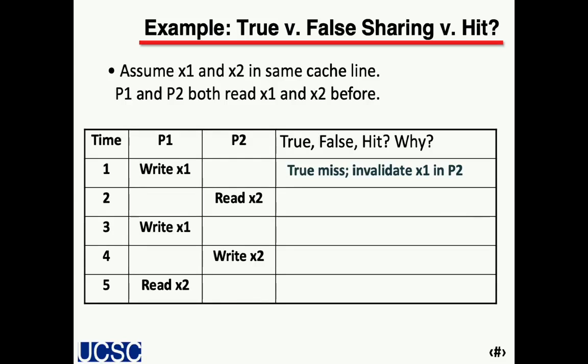if P2 wants to do a read to the other address, that's going to be a false miss, right? Because X2 is not the same as X1. It's a different address. It's the same cache line. And so P2 doesn't care about X1, right? It only cares about X2. But because they're in the same cache line, it's going to trigger this coherence traffic. So that's a false miss.